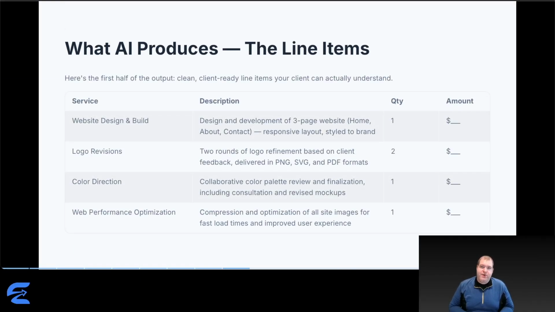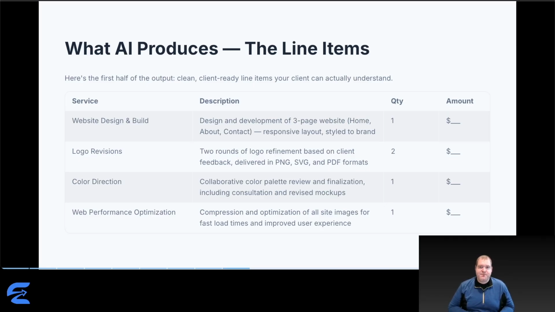Here's the first half of the output. 4 clean line items, each with a service name, a plain English description a non-designer can read and understand, quantity, and an amount placeholder for you to fill in with your own pricing. Website design and build, responsive layout, style to brand. Logo revisions, 2 rounds based on client feedback, delivered in PNG, SVG, and PDF formats. Color direction, collaborative palette review and finalization, including consultation and revised mockups. Web performance optimization, compression and optimization of all site images for fast load times and improved user experience.